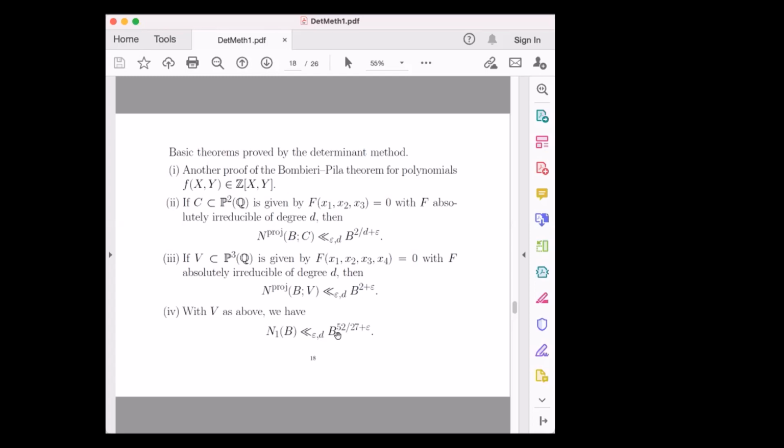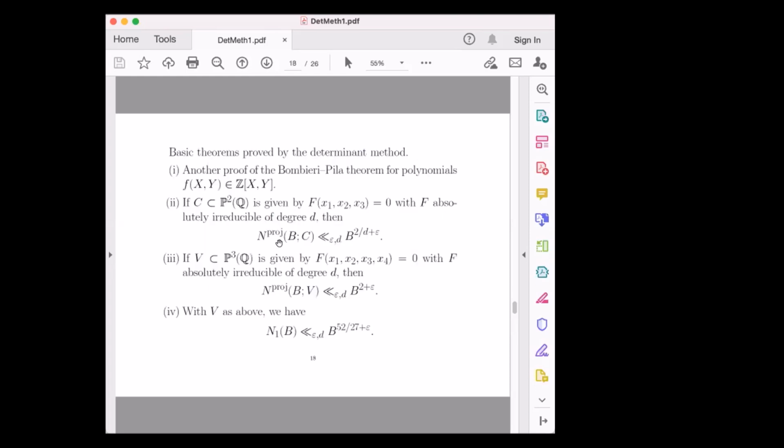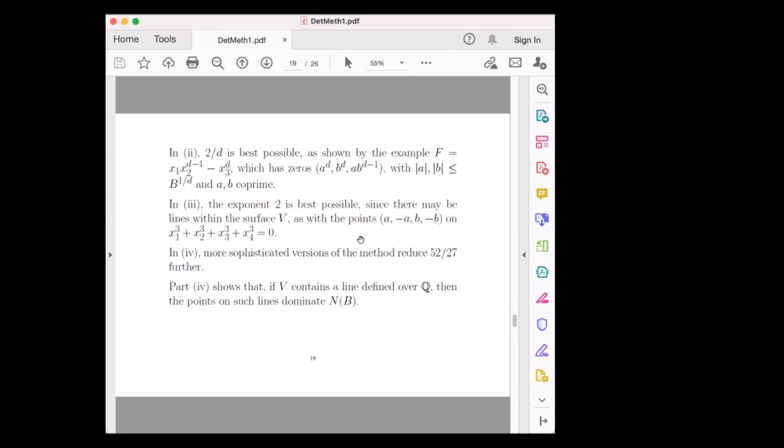So in the paper that I cited right at the beginning, we see an exponent 52/27, strictly less than 2. In the second statement, that's the one where you have a curve in P2 given by a form in 3 variables with exponent 2/d. That exponent is best possible.